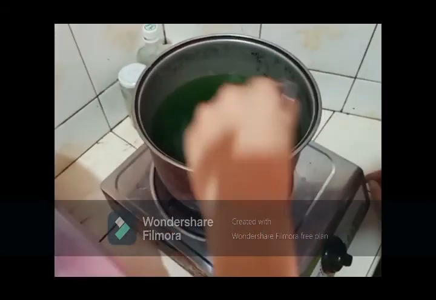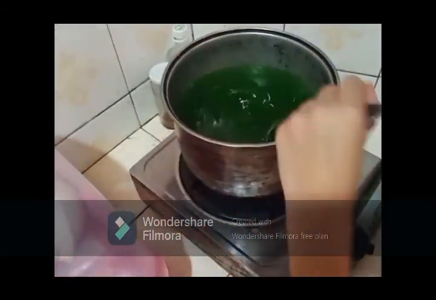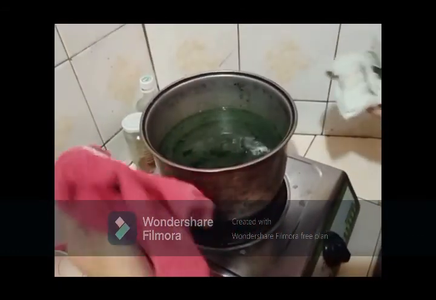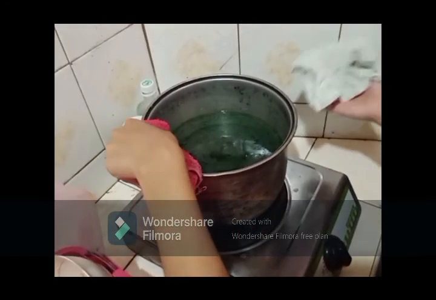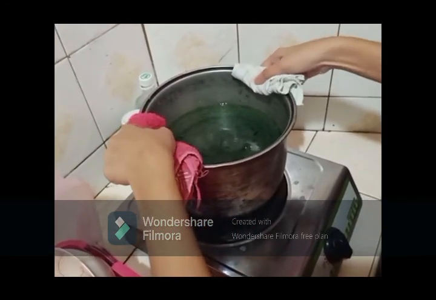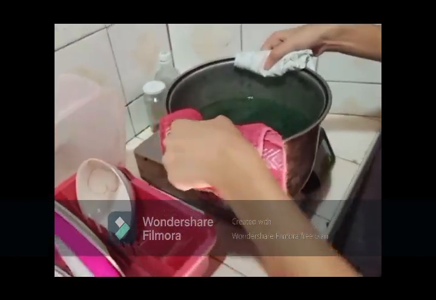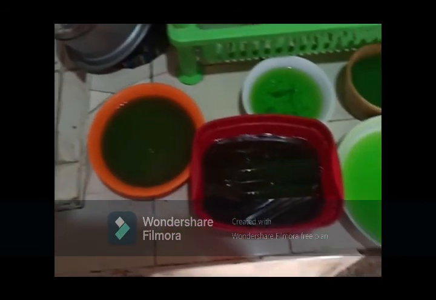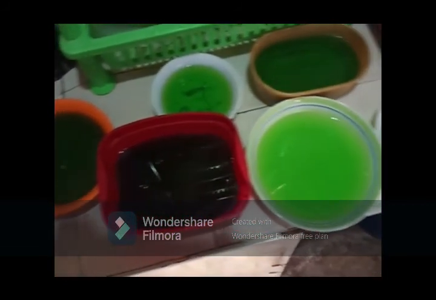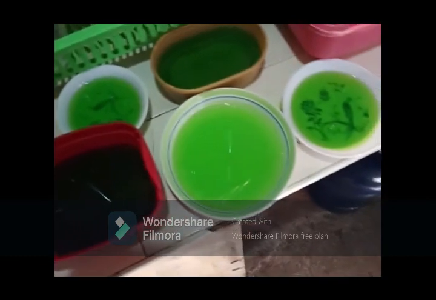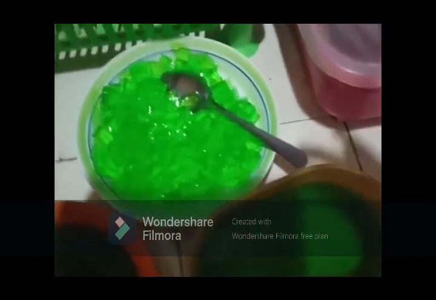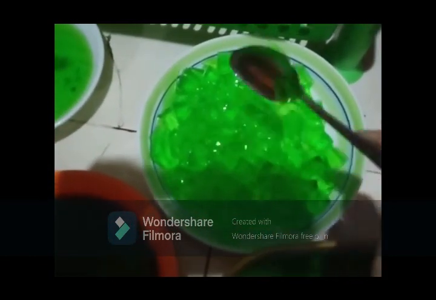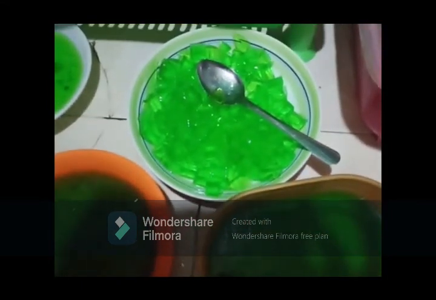Next, we'll be stirring it until it becomes sticky. Next is we'll be transferring it into a bowl. Caution, it is hot, so we'll need these towels. After transferring it into a bowl, we'll just wait until it cools down and becomes solid. After the gulaman has cooled down, all we have to do is cut it into cubes. And this is now our final product.